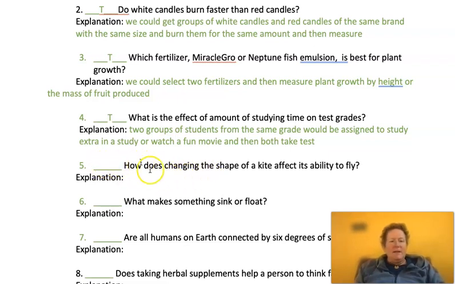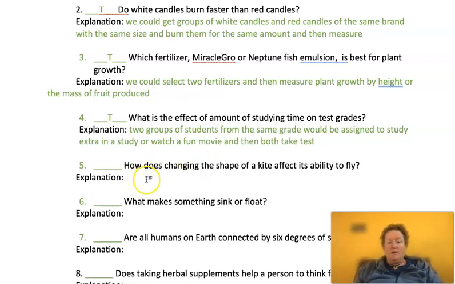This one, I'm going to say, how does changing the shape of a kite affect its ability to fly? It could go either way, if you define what changing the shape means, and you define what ability to fly means. What does ability to fly mean? How high it goes? How much kite string goes out? How are you going to measure ability to fly? And how are you going to talk about the shape of a kite?